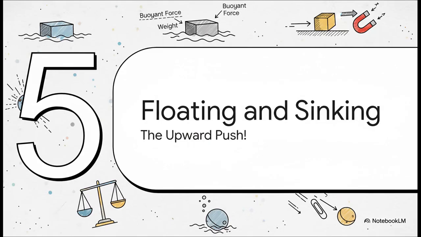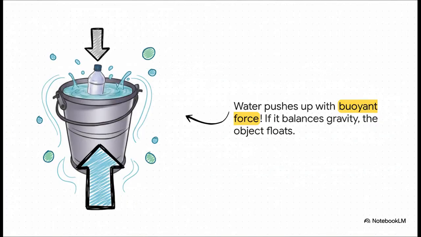Have you ever wondered why a giant, heavy ship floats, but a tiny little coin sinks right to the bottom? It's all about a special upward force from the water. See, when you put something in water, the water pushes back up with something called a buoyant force. It's like a little battle between gravity pulling down and this buoyancy pushing up. If the push is strong enough, the object floats.